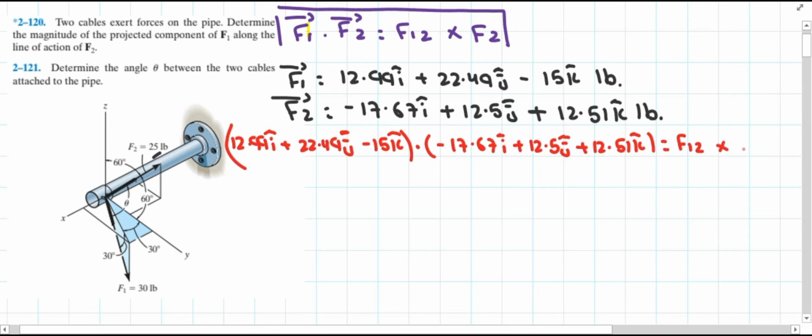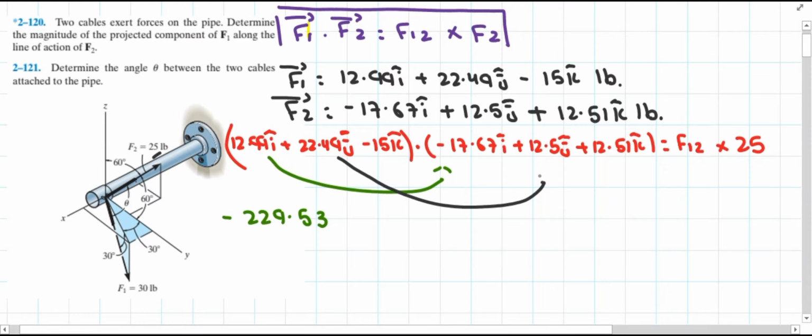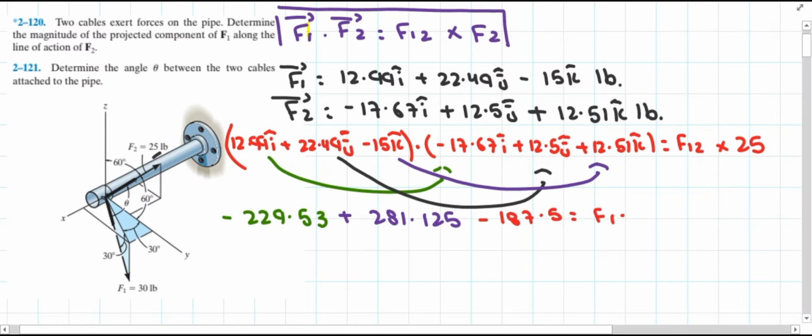So it is nothing but F12 times the value of F2. According to the diagram, it is nothing but the 25. So multiply like vectors with each other. Multiply 12.99 i cap with negative 17.67 i cap. So it gives us a result of negative 229.53. Again, multiply 22.49 j cap with positive 12.5 j cap. So it is equal to positive 281.125. And lastly, multiply negative 15 k cap with 12.5 k cap. So it is equal to negative 187.5, which is equal to F12 times 25.